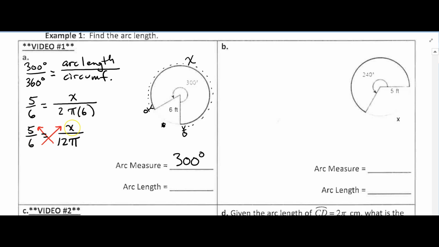Okay, so I've got 6 times x is 6x equals, and then 12 pi times 5, that's going to be 60 pi. I'm solving for x, so I need to divide both sides by 6. And those cancel out, and I'm left with x is equal to 10 pi, which is about 31.4. So my arc length is 31.4, and my units are feet. Make sure you don't forget your units.